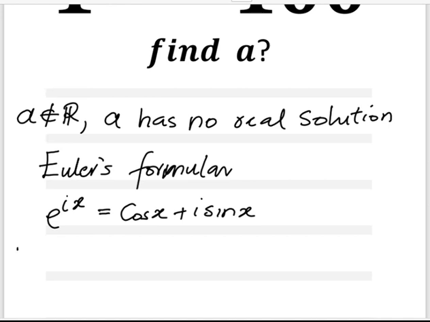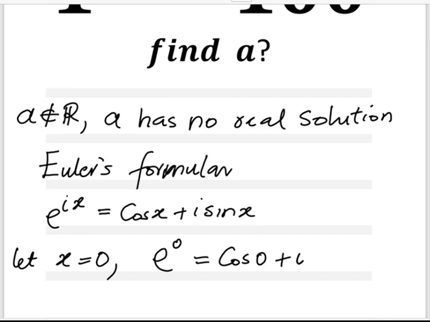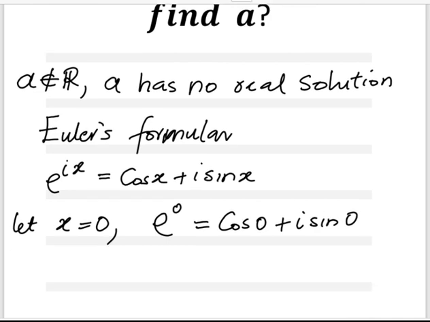And if we let x be equal to 0, we have that exponential 0 is simply cosine 0 plus i sine 0. Exponential 0 is 1, cosine 0 is 1, but sine 0 is 0. So this is good.